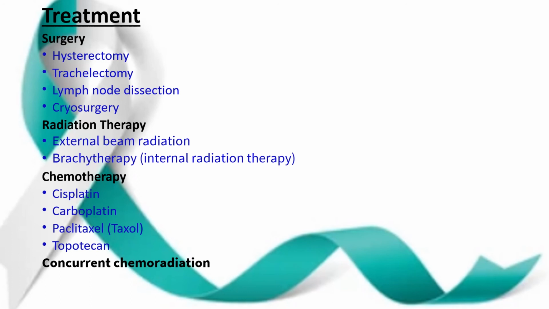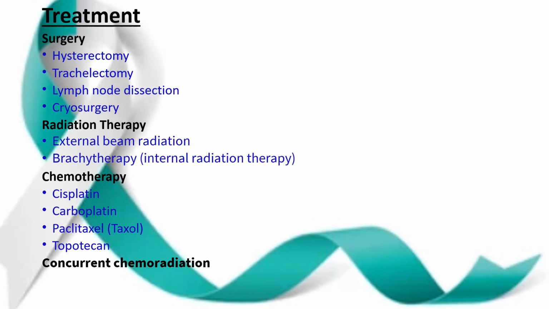Looking at the treatment, here we majorly have three treatments: surgery, radiation therapy and chemotherapy. Surgery includes hysterectomy, which is removal of the womb or the uterus, trachelectomy, which is removal of the cervix, the lower part of the womb, and lymph node dissection, which is removal of the lymph nodes. Cryosurgery uses extremely cold temperature to freeze and destroy abnormal tissue. This procedure is used to treat precancerous tumors and to control bleeding.